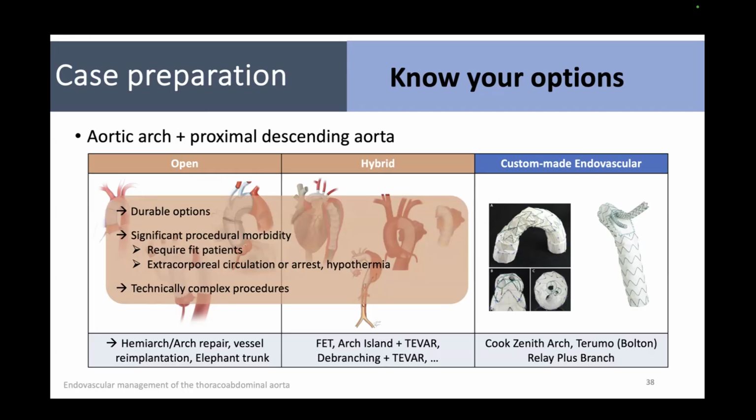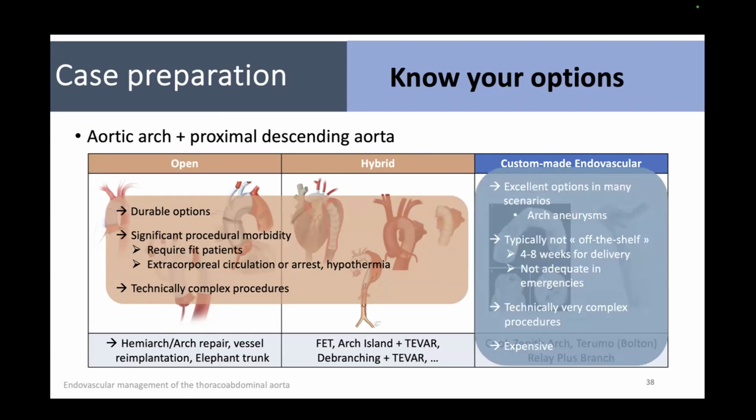If you want to go total endovascular, you can build or have built a custom-made endograft. We call them CMDs, so custom-made devices. We have them in the arch, we have them in the thoracoabdominal segment, and we're going to speak about that a bit later. You have the Cook-Zenith arch, the Terumo-Bolton graft, and other grafts that are being put on the market right now. They're excellent options in specific scenarios.